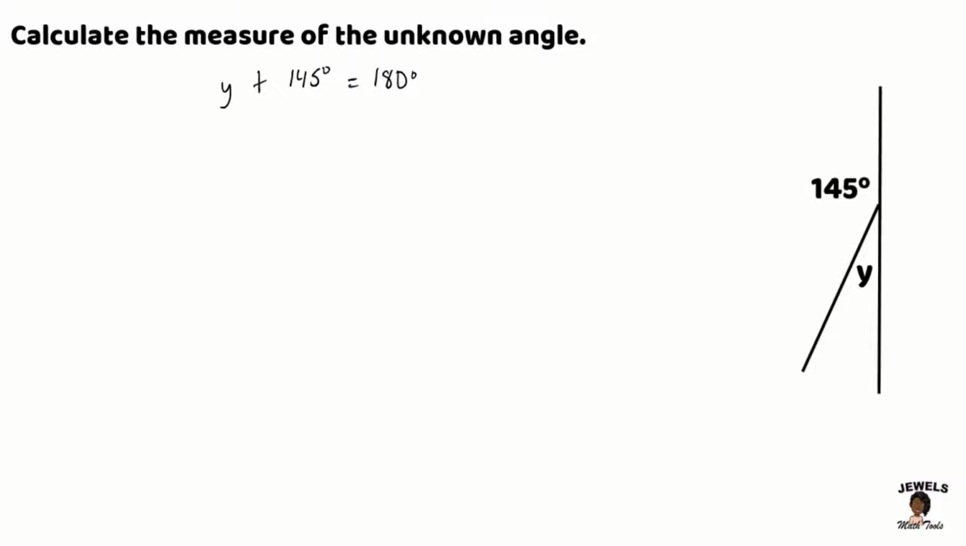So to find my angle y, all I'm going to do now is subtract my 145 degrees from 180 degrees. And the remaining measure that's left over will be the measure of my angle y. So 0 can't subtract 5, we're going to borrow from 8, making it 7, and 10 subtract 5 will equal 5. 7 subtract 4 will equal 3, and 1 subtract 1 is equal to 0. So the measure of my angle y is equal to 35 degrees.